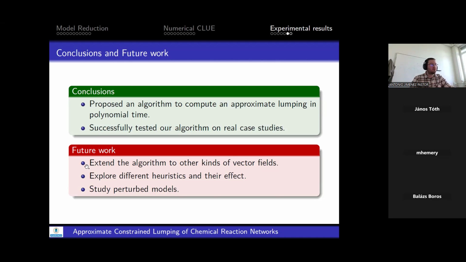We can keep exploring different heuristics for picking the epsilon. And also one thing that would be great would be to prove something about this perturbed system, because we saw there is something there. We get a perturbed system, we recover the original reduction, but can we prove something? Can we give an actual mathematical result that guarantees something? That's still not done, but we would like to work on that.